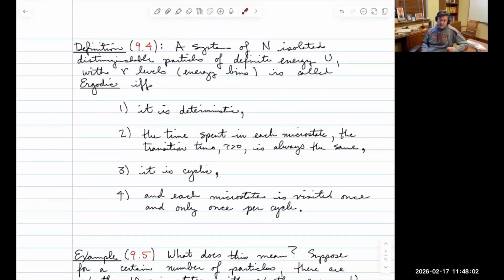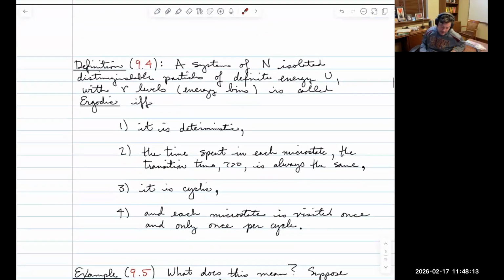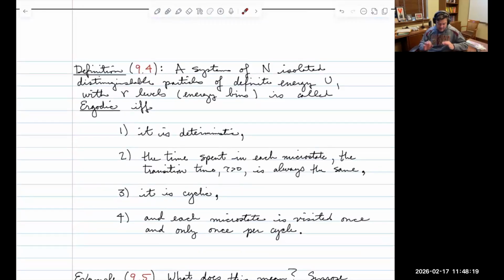So why is it important to have this as our definition for entropy? Well, it's based on what's called an ergodic assumption. And for our purposes, we're going to dumb down the ergodic assumption a little bit. We only need a working definition, which is given here. Suppose that I have a system of n particles. They're distinguishable because they have labels on them. And we have a definite total energy budget of U. There are R levels, R different energy bins.